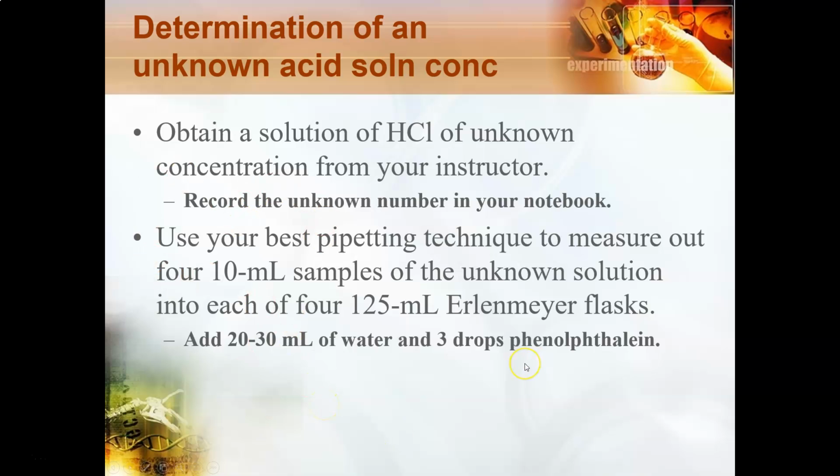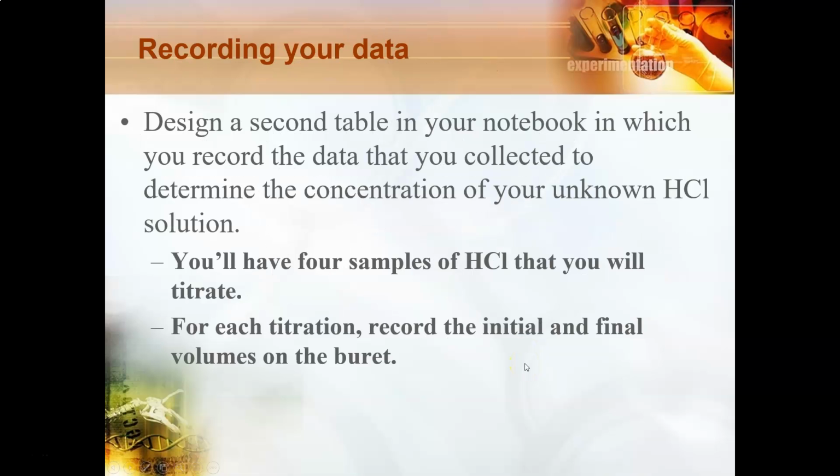So add some water, add some phenolphthalein, and now you want to design a second table. It should look pretty much like the first one, and again, you're going to record the data that you collected to determine the concentration of your unknown hydrochloric acid solution. So you're going to have 4 samples of HCl. You'll need a minimum of 3 good titrations. So that's why there's a possibility of doing a fourth.